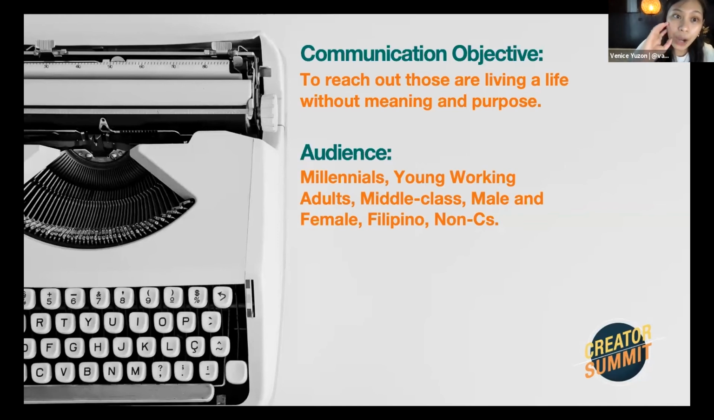So basically, how I will put out my content, it will speak to the millennials. I will use terminologies that are familiar to the millennials. I will use situations that are relatable to the young working adults. And it is for both male and female, so there's no direct gender that I will be talking to. But for sure, they are all Filipino and they are non-Christians.